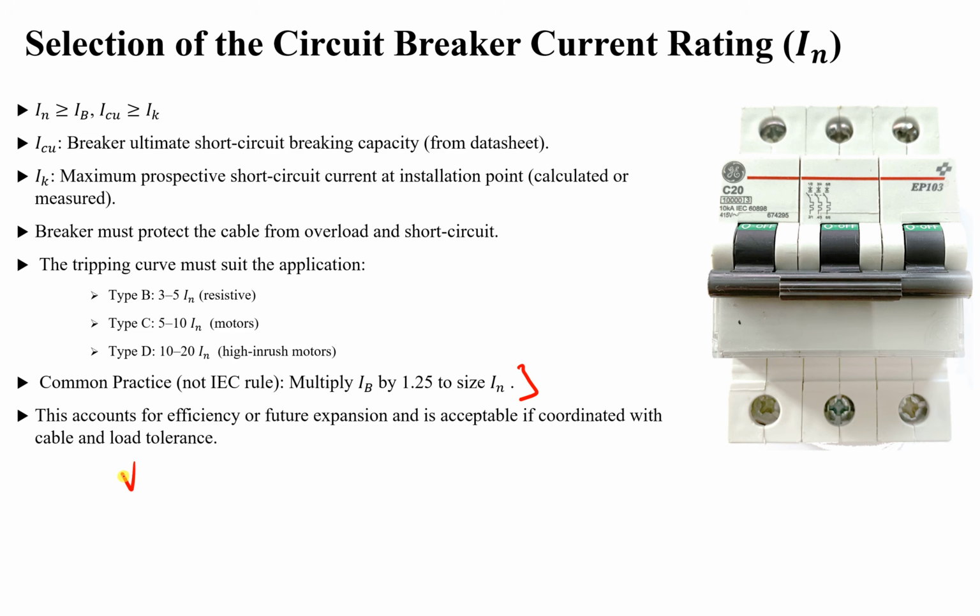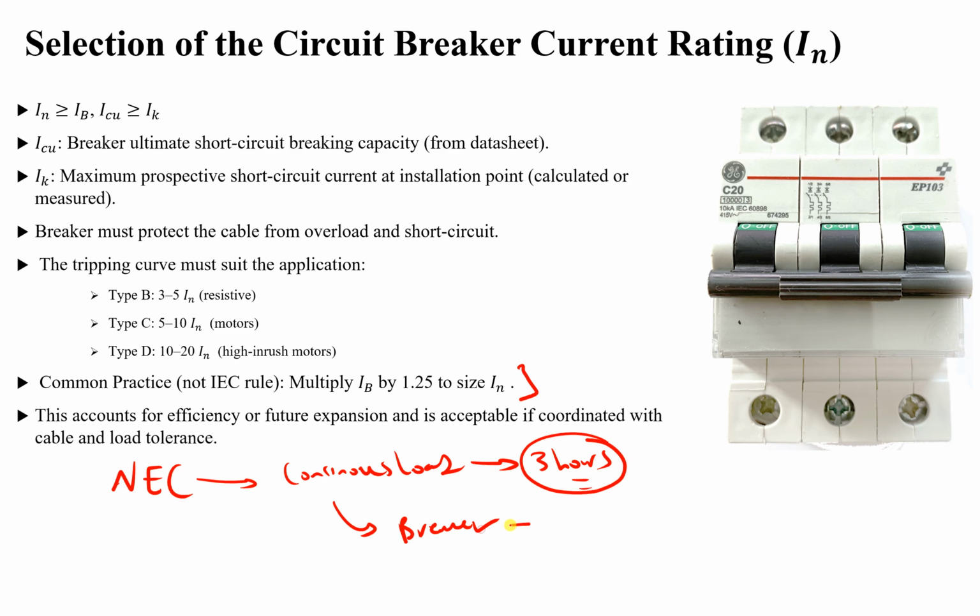Remember that we have a rule that if the load is a continuous load, meaning that it takes its rated current for more than 3 hours, then when we select our breaker for a static load, it will be 1.25 multiplied by the rated current, I rated. So this is the common practice, which also came from NEC, in addition to the reason of future expansion.